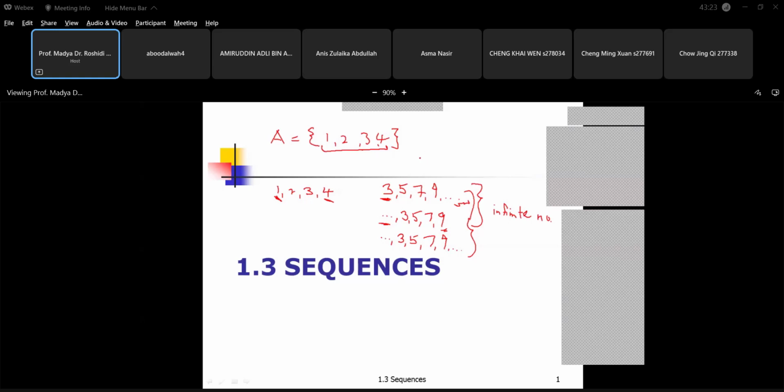Or maybe we can also have 9, 7, 5, 3. This is in descending order. This one is ascending order. Today we will talk about the type of this list. It means we talk about the sequential of number.